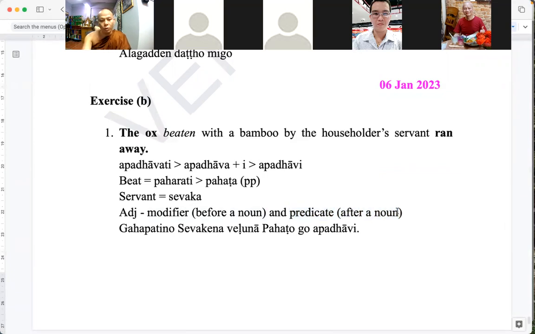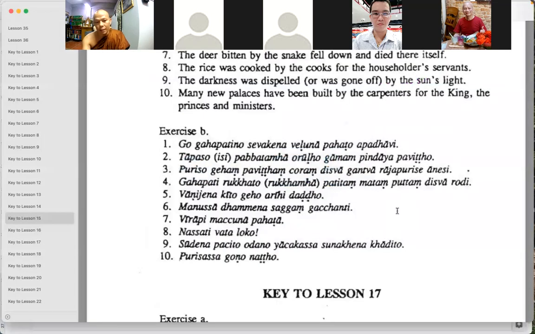So in lesson 15, also like "agado buriso" or "buriso agado" in the example sentences, we can see that point. But here he made a mistake in the sentence, in the answer key. He put "bahado" after the noun. Maybe it should be understood as a predicate or gerund. So the ox was beaten with a bamboo by the household servants and ran away, according to this translation. So the function of "bahado" is predicate as a gerund in his answer key.